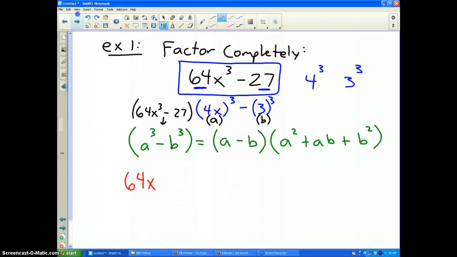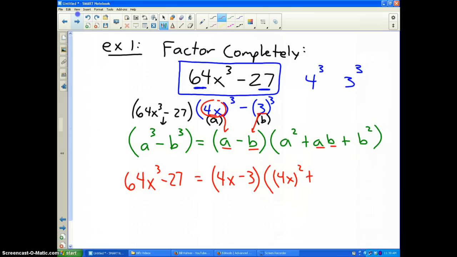So 64x to the third minus 27, its factors are, the first one is a minus b. Well, a is 4x, so I'm just going to plug 4x where the a is. That goes in there. And 3 goes in where the b is. So that's my first factor. My other factor is what a is squared. So that's 4x, and I'm going to square that, plus, and then a times b, well, that'd be 4x times 3. So I'm going to go 4x times 3 plus, and then the b is 3, and I'm going to square that. So now all I have to do is simplify.